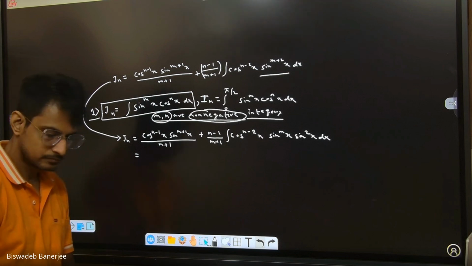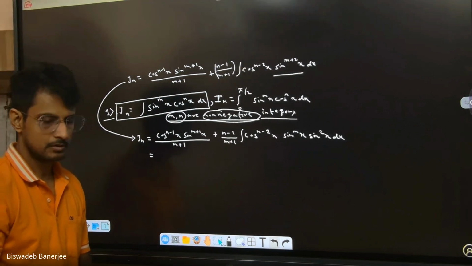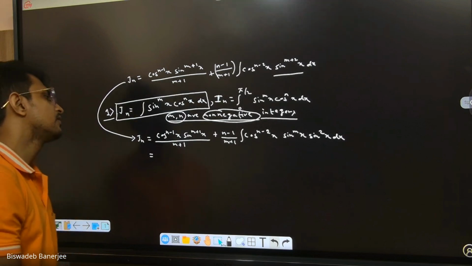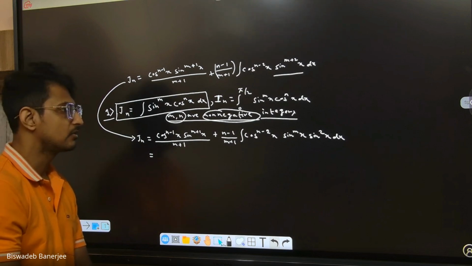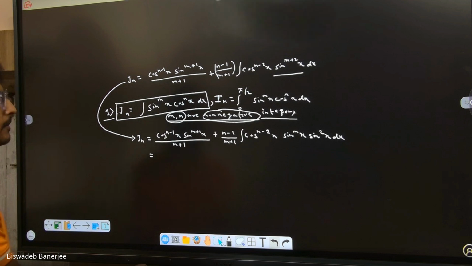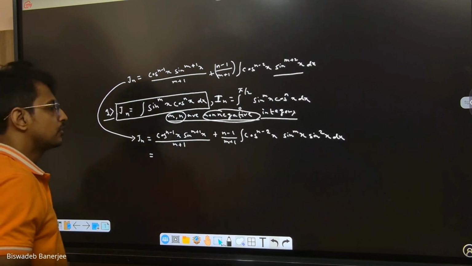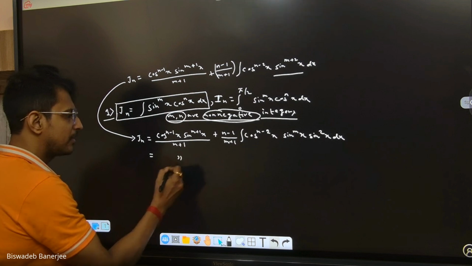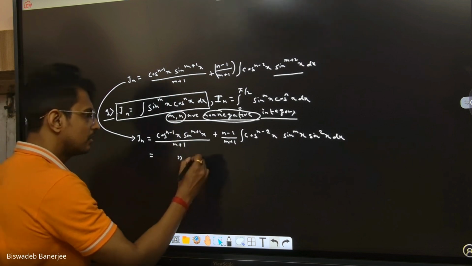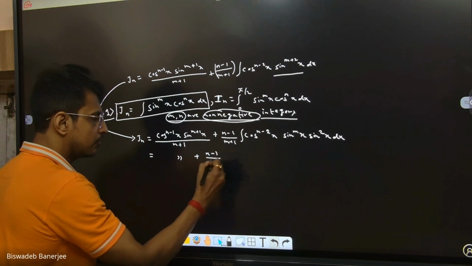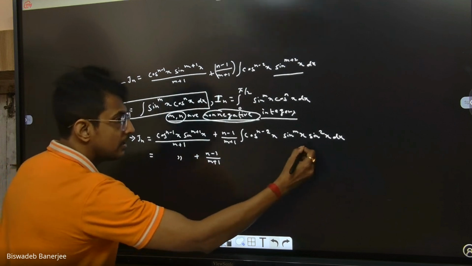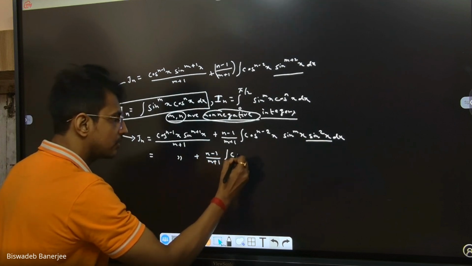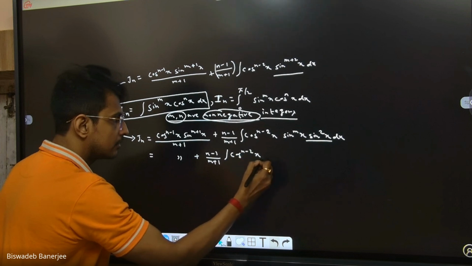Right? So we are writing sin to the power m plus 2 x as sin to the power m x into sin square x. We can write like this. Okay. Now this first portion again remains as it is. Okay, you can write this. Plus n minus 1 by m plus 1. Now see that sin square x. How can we write sin square x?